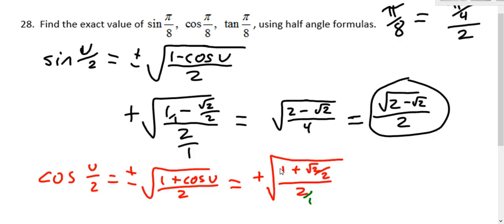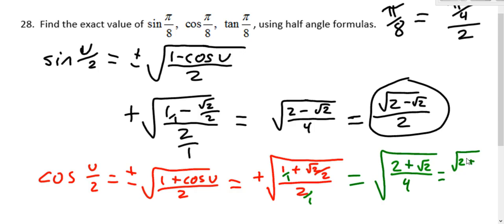So think of that as over 1 and over 1. Multiply everything by 2. So you get 2 plus the square root of 2 all over 4. And then square root of 4 in the denominator just simplifies to 2. So there's cosine.